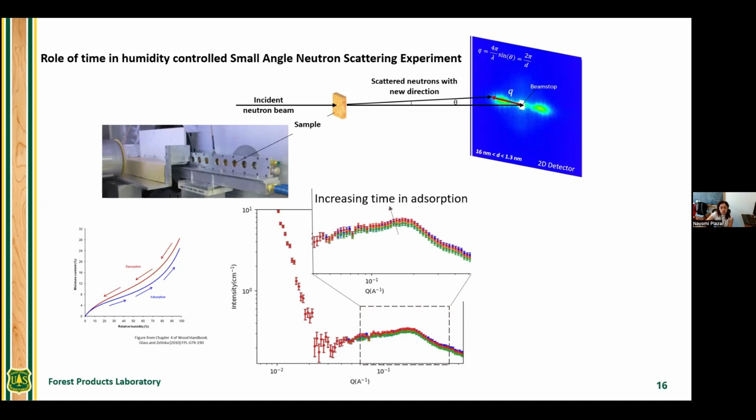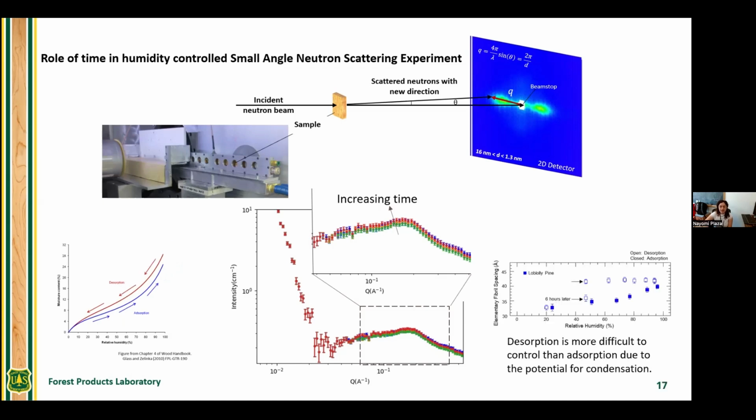We also tried to look at the effects of being in the desorption condition, but that proved more difficult to control.